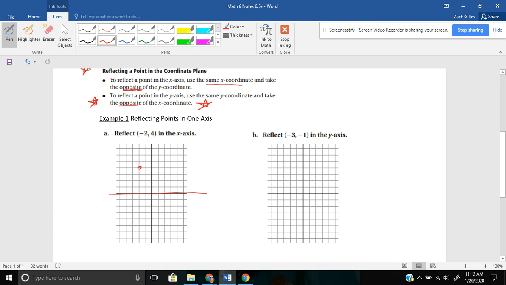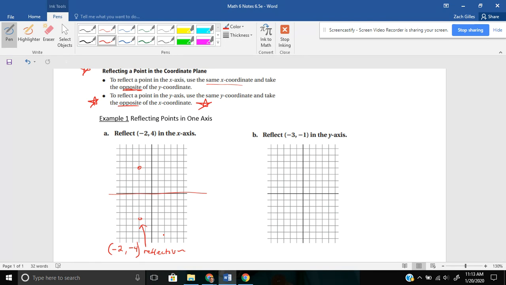Also, take a look here. To reflect a point in the x-axis, like it wants me to do, use the same x-coordinate. Okay, so the x-coordinate, I'll keep the same. The first coordinate is -2. And take the opposite y-coordinate. Well, since the y-coordinate was 4, the opposite of that would be -4 for the reflection. Okay, and I'll graph that. So left 2, down 4 this time. 1, 2, 3, 4. Okay, so there is the reflection of my original coordinate.